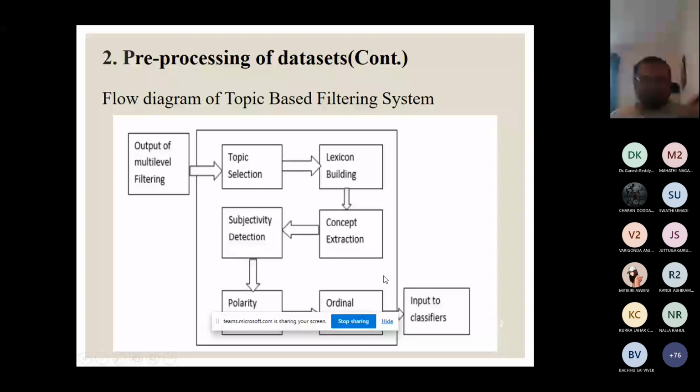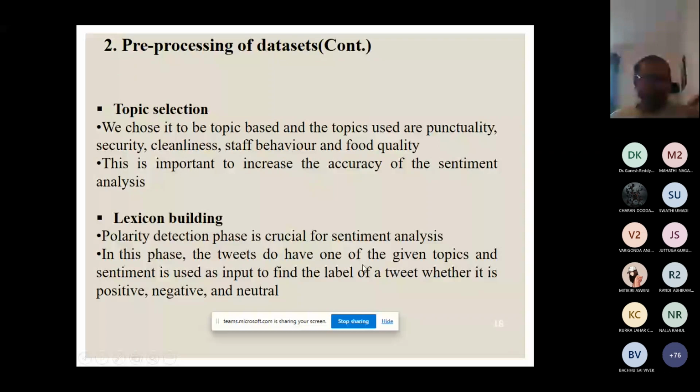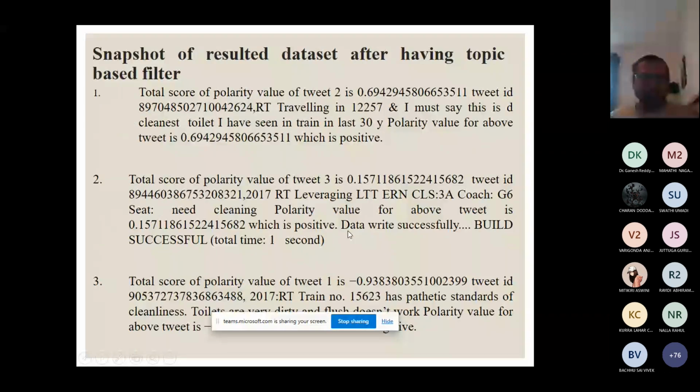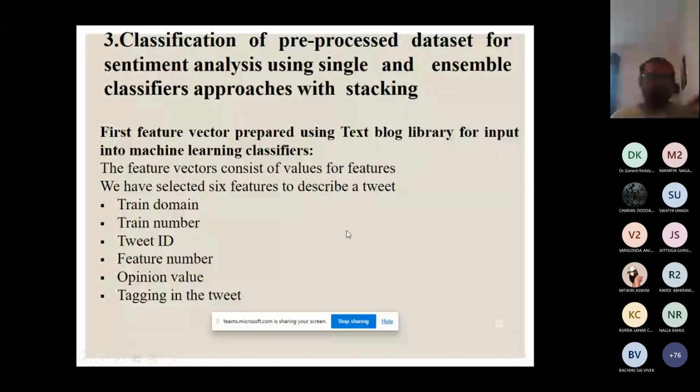So next, I have converted the tweets based on some parameters like train domain, train number, tweet ID, feature number, opinion value, and tagging in the tweet. That is, who is tagging in the tweet, who has the opinion value, who has the feature, and which train number and train domain. So this is the output I got.